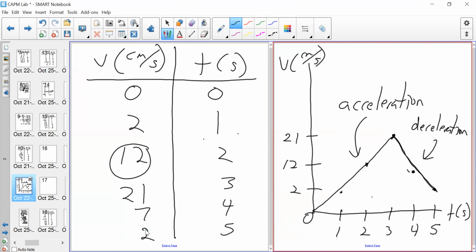Yours might peak at 2, might peak at 1. I saw some data that was peaking at 1, and then it started to slow down from 2 all the way to 5. So be careful. Determine where your velocity is the largest. Plot the points. Go to the highest point, whether it's at 3 seconds, 2 seconds, 1, or 4. And then draw your best fit line up to that point, and then draw the slope going the opposite way from the highest point. Again, in my case, the highest point is 21 at 3 seconds. Yours is probably going to be at some other second.